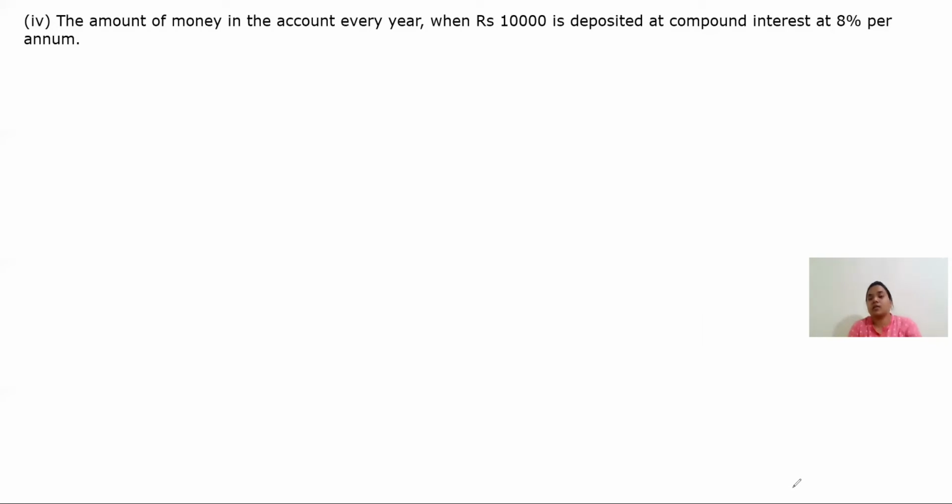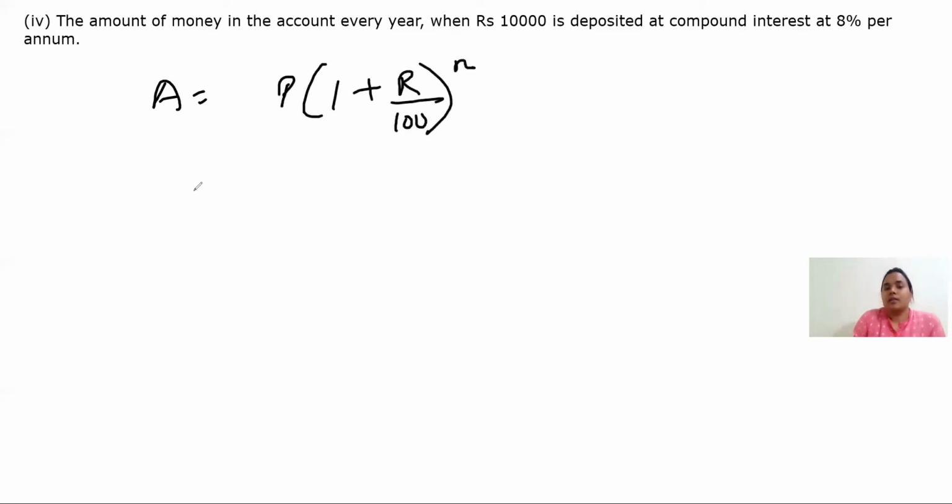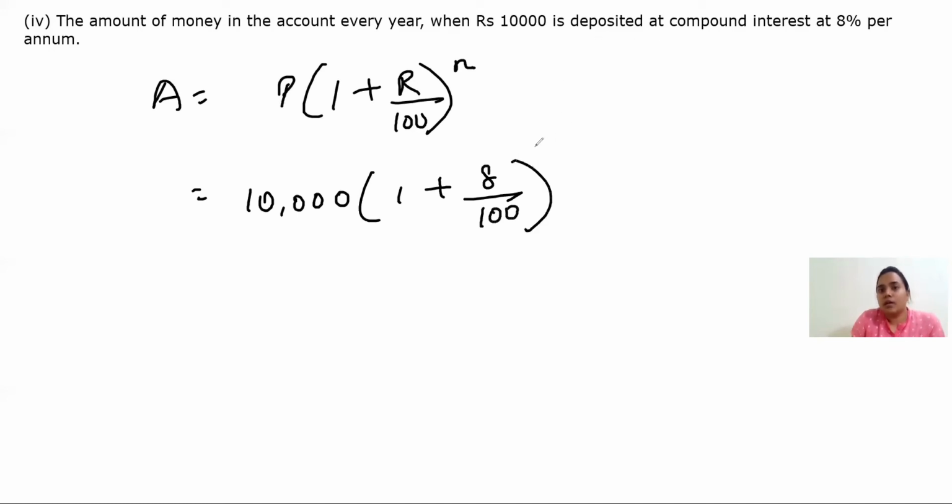But in compound interest, first year it is 100. Second year, it will be more than 100, because in the second year, my amount actually becomes the principal. So every year the rate is applied on the amount of the previous year, so that will never be the same. In this case, the amount in every year is equal to P(1 plus R by 100) to the power n. In this case, it will be 10,000(1 plus 8 upon 100) to the power of n.